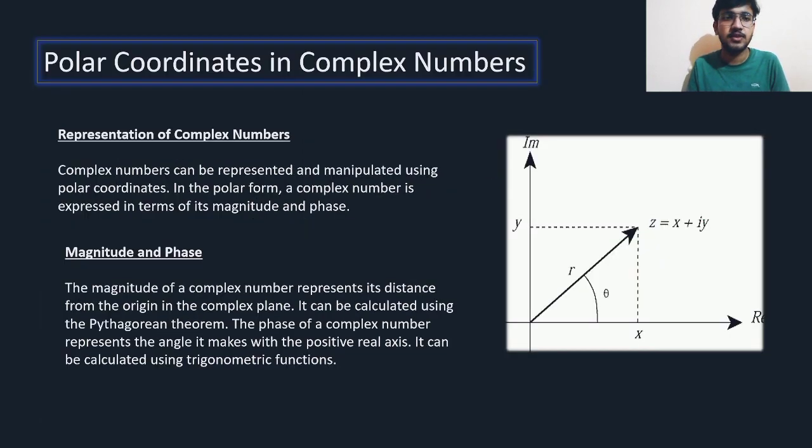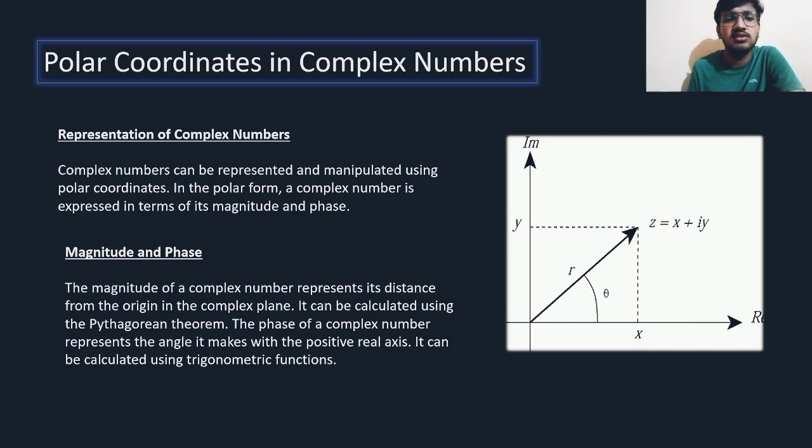Next, polar coordinates and complex numbers. Polar coordinates is already a mathematical term which we also use in complex numbers. As you can see, a complex number is equal to x plus iy. Now you can see that complex numbers can also be represented and manipulated, just like we did in the earlier part of the video, in a polar form.